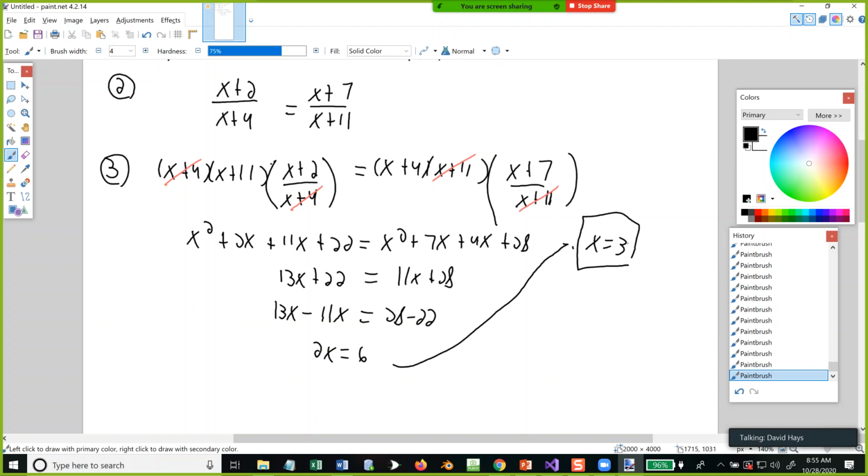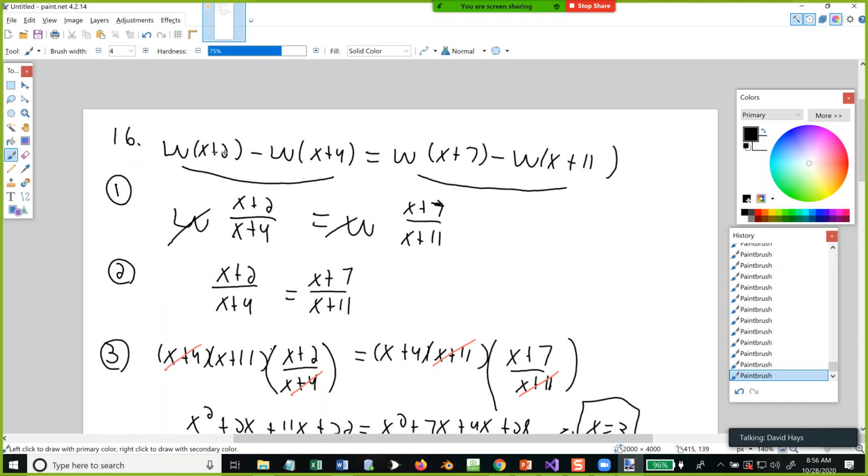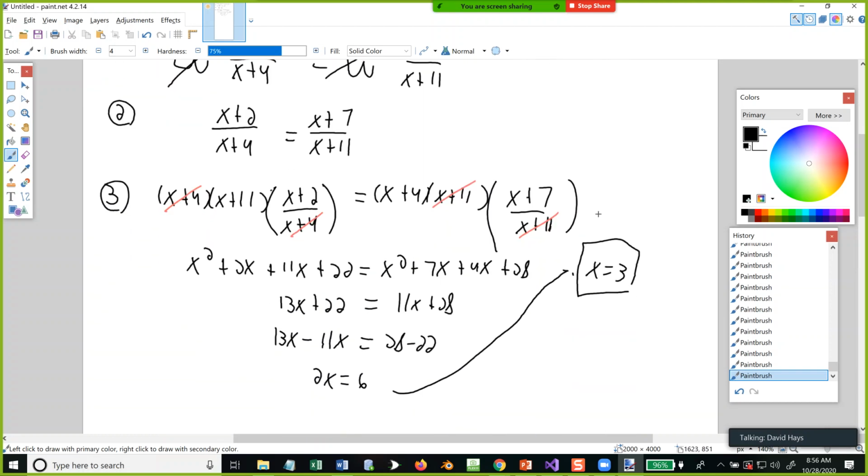Now we do need to check that. If I plug 3 back up here, 3 plus 2 is 5, that's okay. 3 plus 4 is 7, that's okay. 3 plus 7 is 10, that's okay. 3 plus 11 is 14, that's okay. We just got to make sure it doesn't give us log of 0 or log of a negative number.